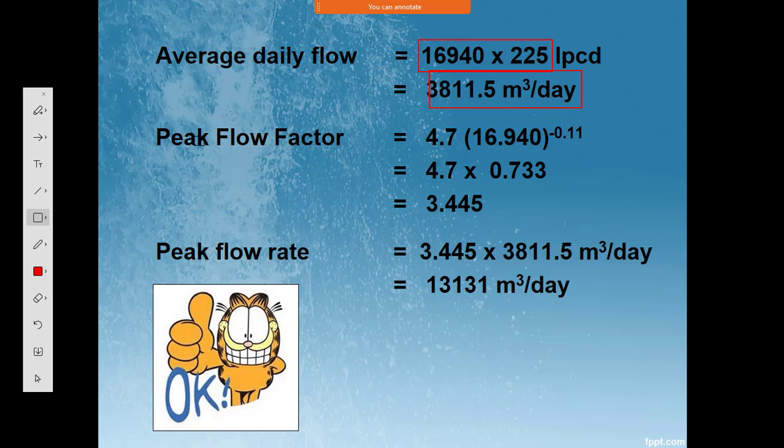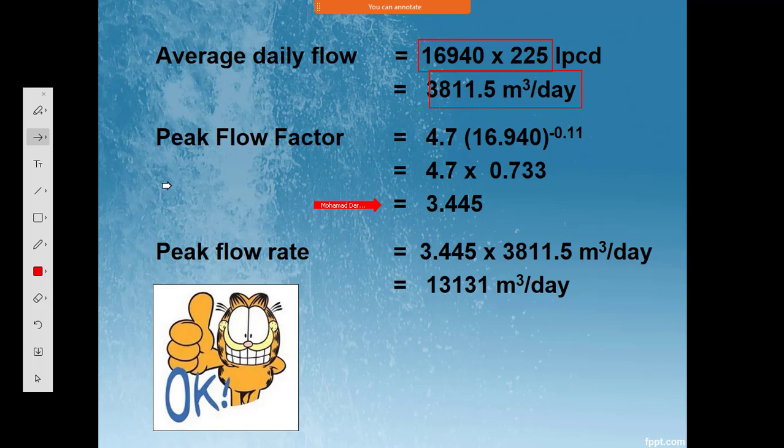Then after that we find the peak flow factor. The peak flow factor, PFF, is 4.7 times PE, but in thousands. The PE is 16,940, so it is 16.94, all to the power of minus 0.11. Okay, so the final answer is 3.445. This is for PFF.